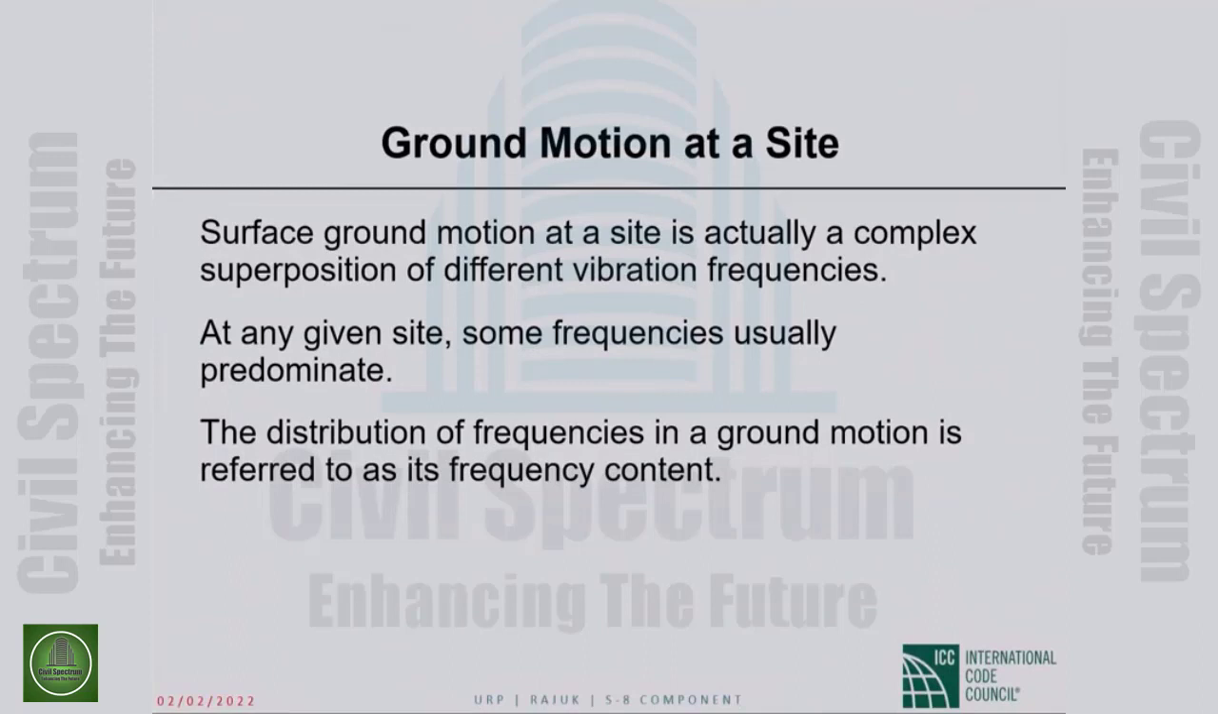Now, ground motion at a site. Surface ground motion at a site is actually a complex superposition of different vibration frequencies. It is never one frequency if it is earthquake ground motion. At any given site, some frequencies usually predominate. That is very true. There are multiple frequencies, but a couple of them would predominate. The distribution of frequencies in a ground motion is referred to as its frequency content.